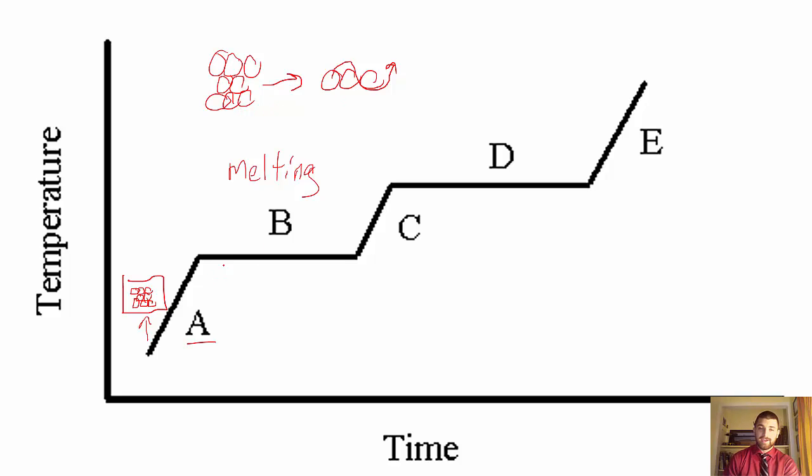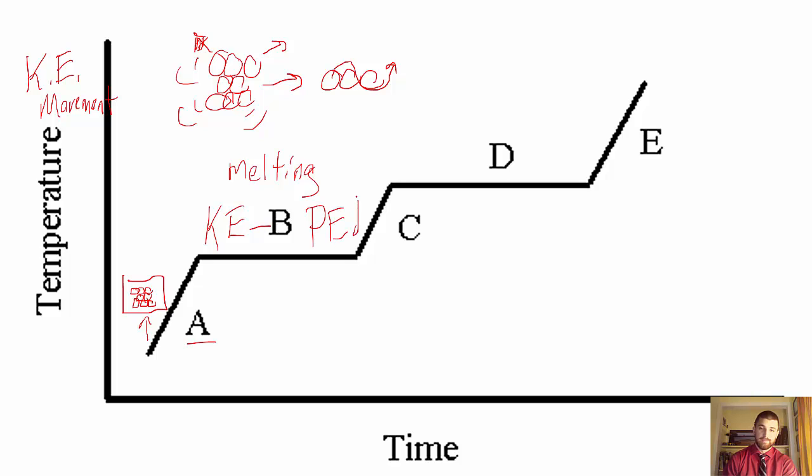If we keep adding energy, that energy is going to spread those particles apart from each other instead of making them shake faster. Remember, temperature is kinetic energy, so it has to do with movement. The energy that we're adding isn't going to make these shake faster, it's going to spread them apart. So right here, the kinetic energy is staying the same, but the potential energy is going up because we're adding energy to spread them apart.